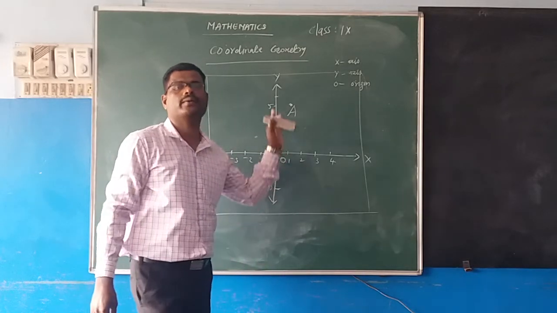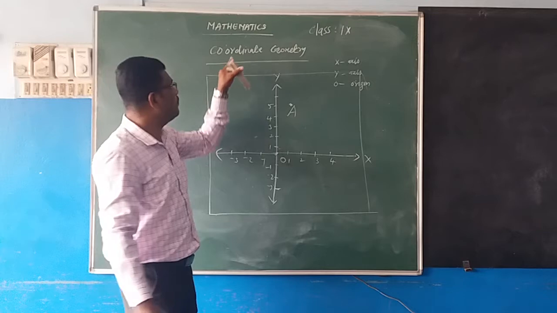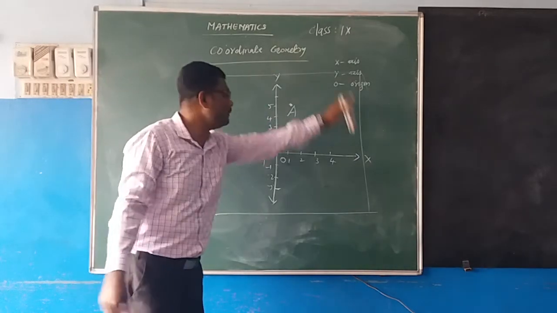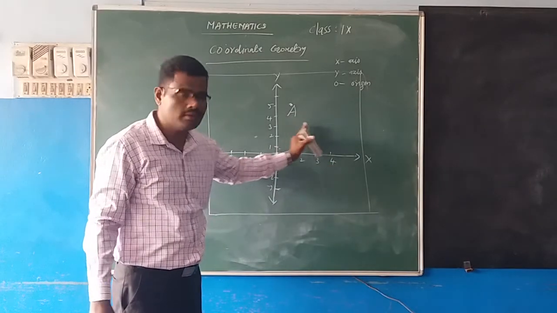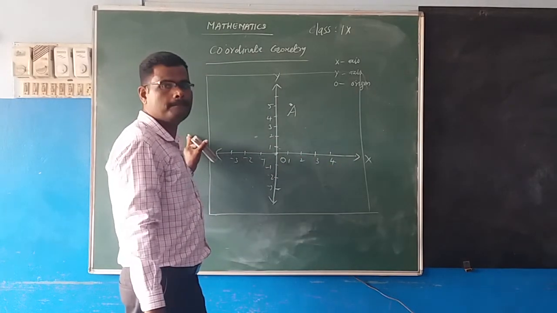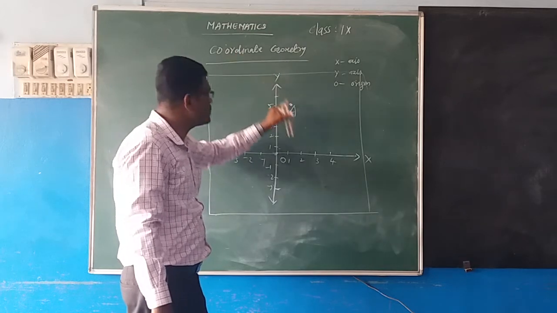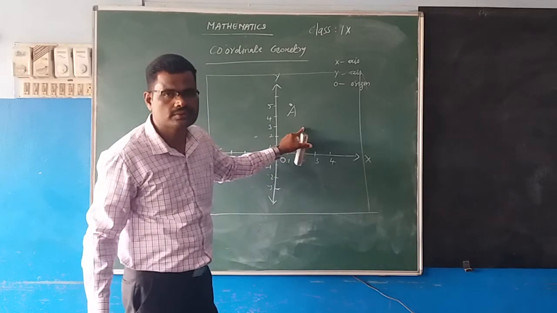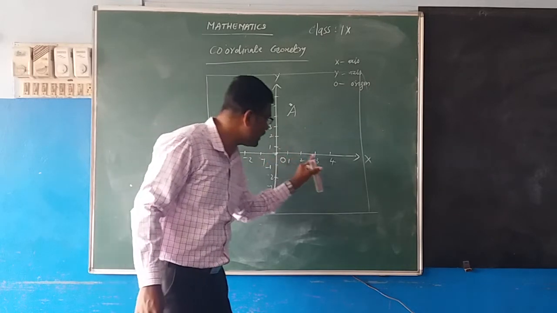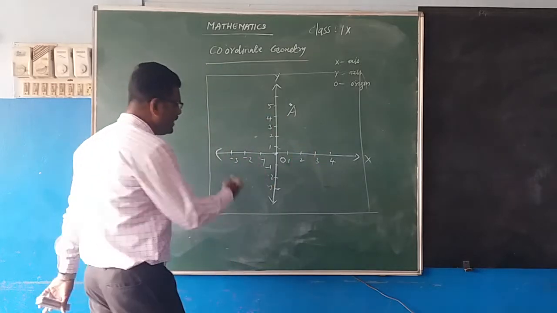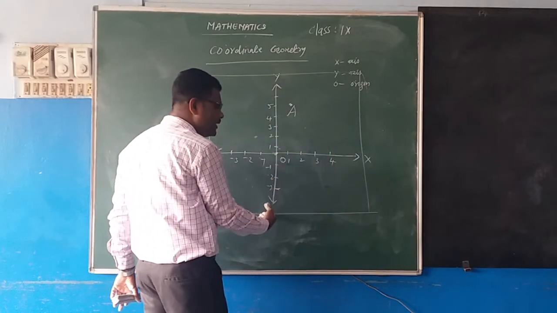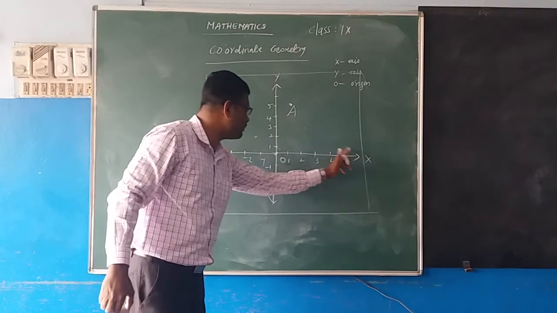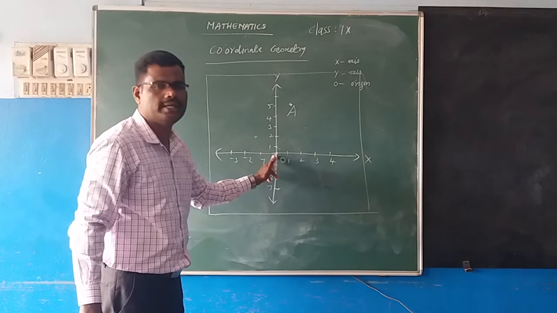So this came into existence: coordinate geometry. What do you mean by coordinates? Coordinates are the points on a Cartesian plane. What is the Cartesian plane? A Cartesian plane is nothing but your graph sheet. These points are called coordinates of the x-axis. These points are called coordinates of the y-axis. Where the x-axis and y-axis meet, that is called the origin.